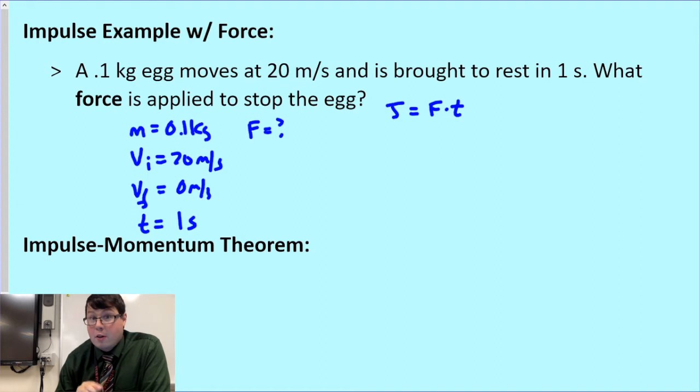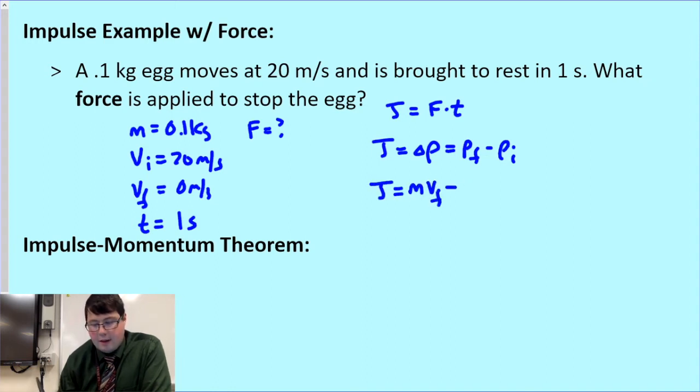So I've got to use another equation here to find the impulse, because we had a second equation we saw earlier. Impulse is also the change in momentum. That's the final momentum minus the initial momentum. So in order to find impulse, it's really the mass times final velocity minus the mass times the initial velocity.